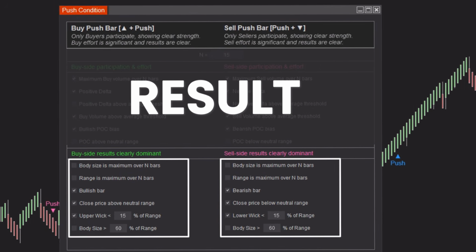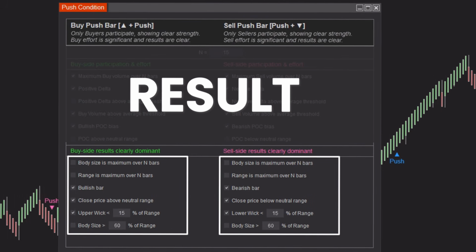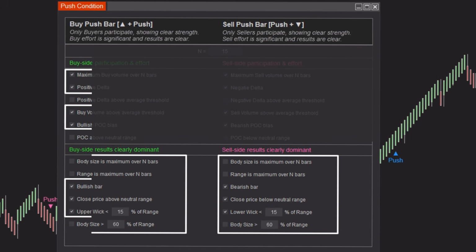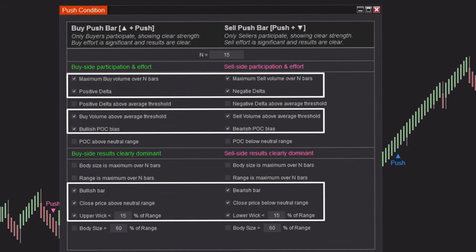That's why the conditions below are used to confirm whether the candle's result truly reflects the buying or selling pressure that appeared beforehand. By combining these 2 factors together, the system uses a total of 7 different conditions to identify a high-quality push signal candle.